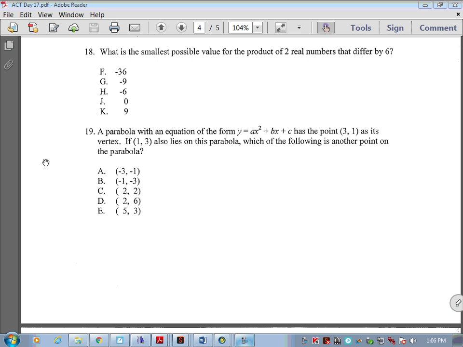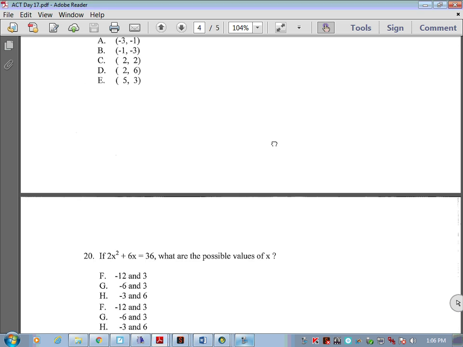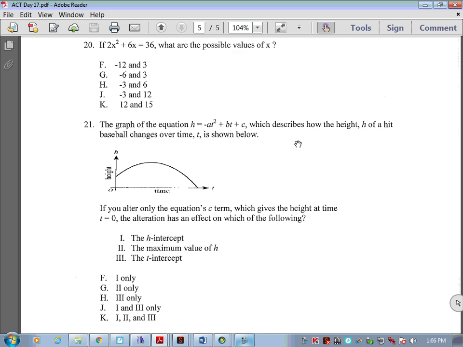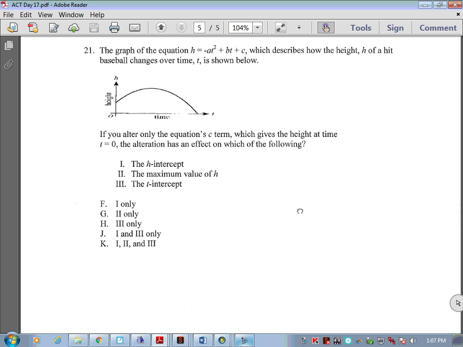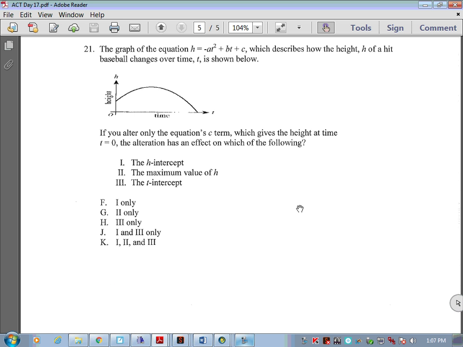All right, 19. Okay, not so much. 20. Nothing. 21. Okay. The graph of the equation h equals negative a times t squared plus bt plus c, which describes the height of a hit baseball over time t, is shown below. If you alter only the equation's c term, which gives the height at the time when t equals 0, the alteration has an effect on which of the following?